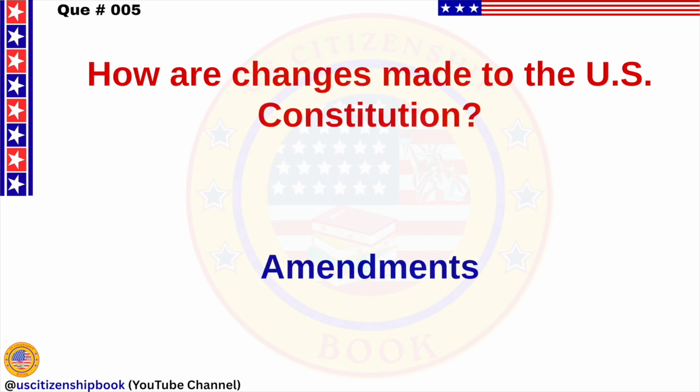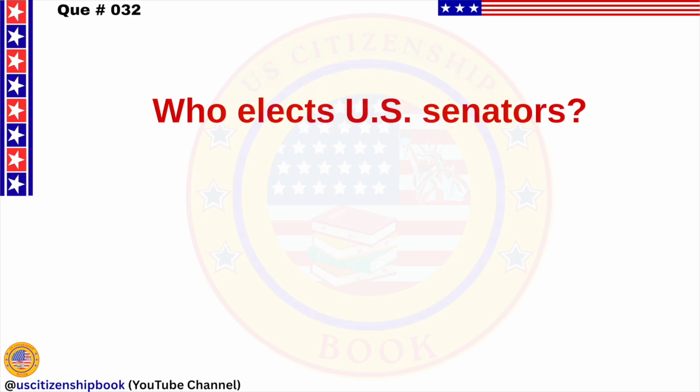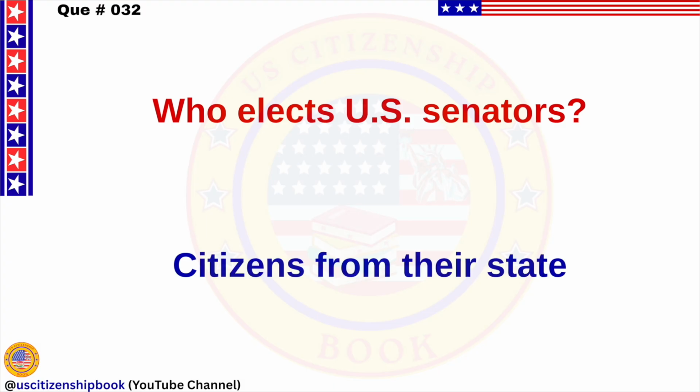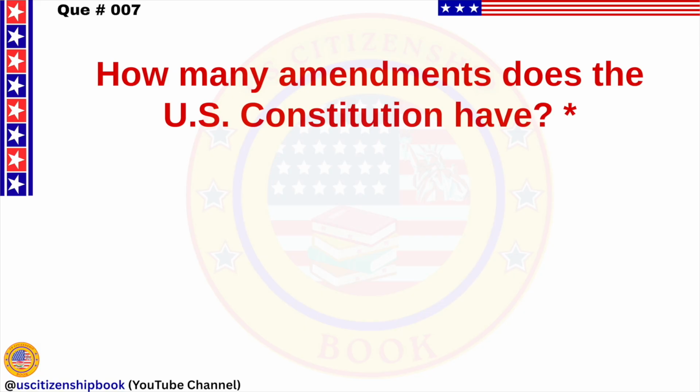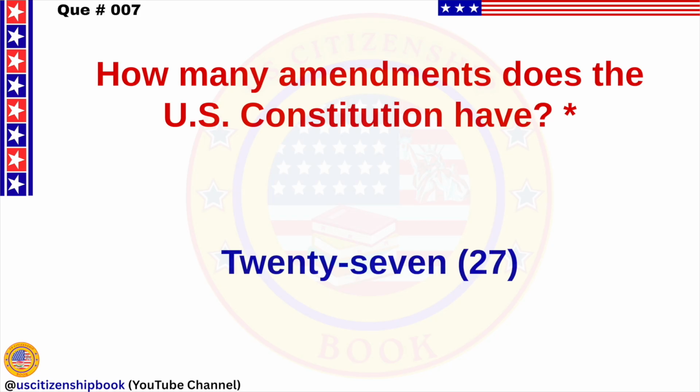Amendments. Who elects U.S. senators? Citizens from their state. How many amendments does the U.S. Constitution have? 27.